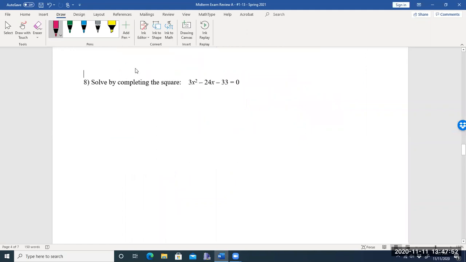All right, number 8. To complete the square, the first thing we're going to do is divide both sides of the equation by 3. When we complete the square, we need the coefficient of x squared to be 1. So I divided everything by 3.